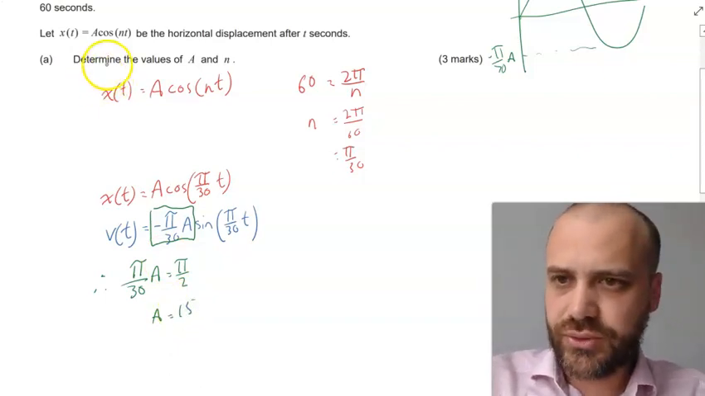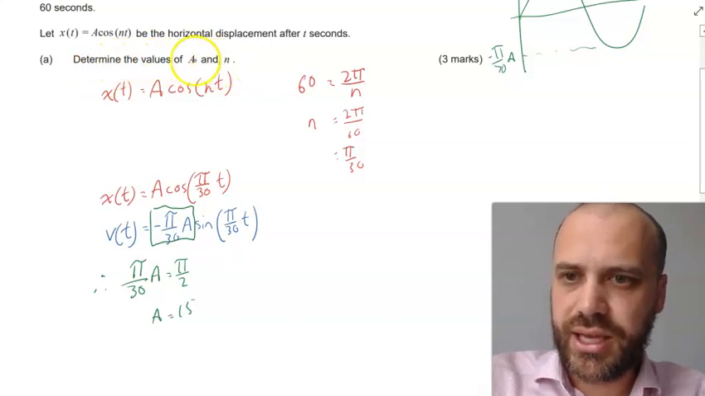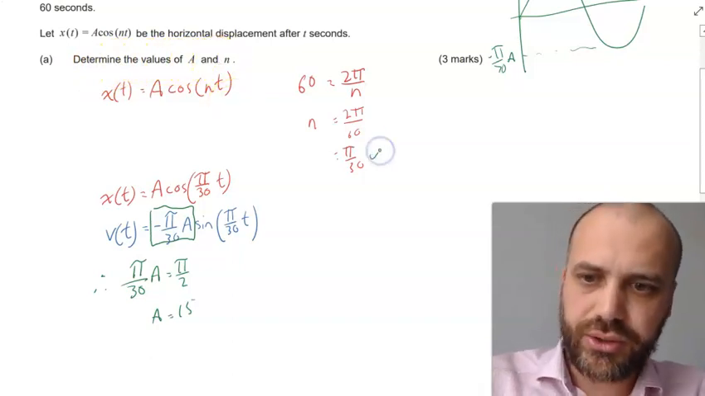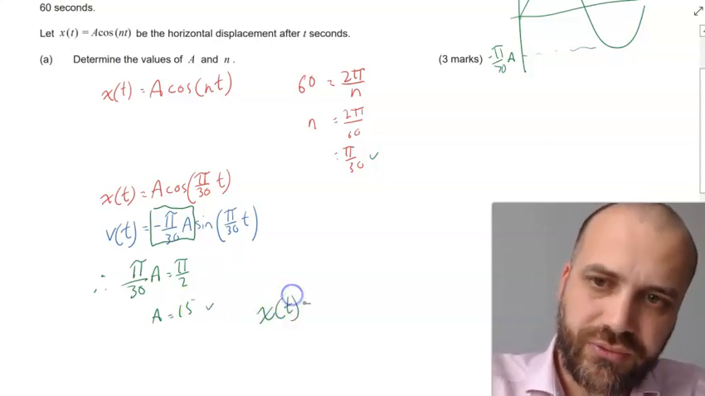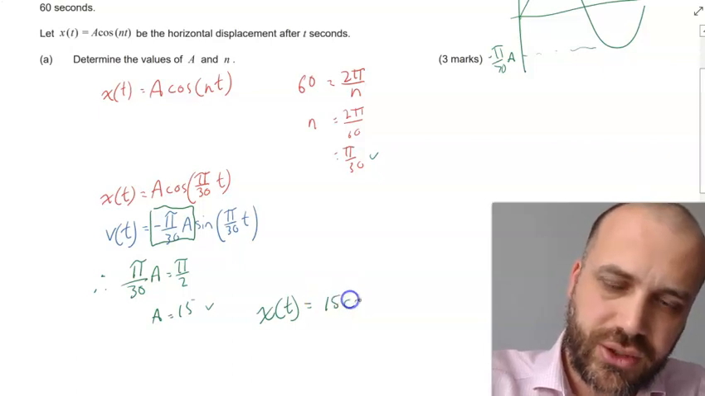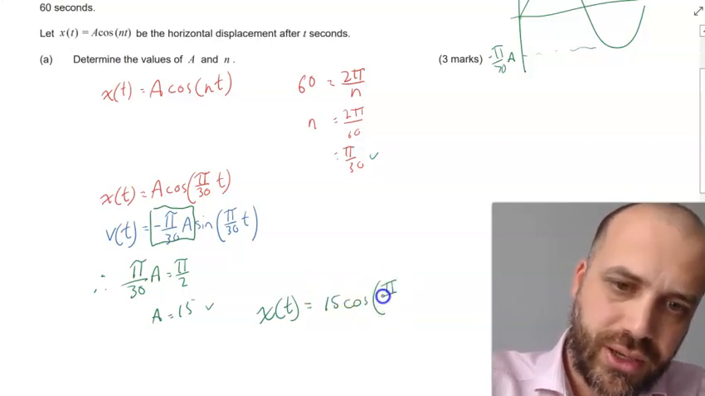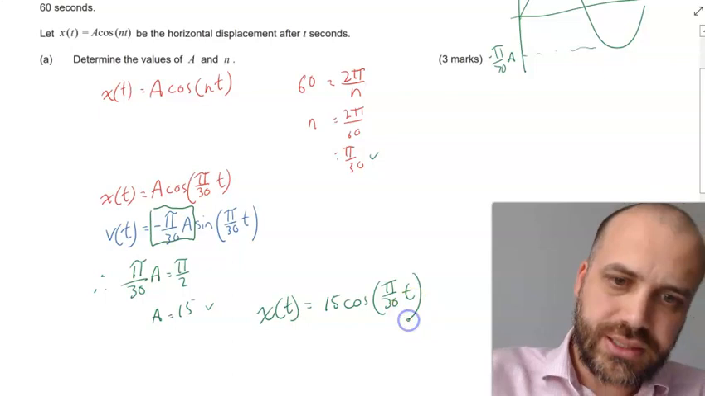So, finishing all of this off, determine the values of a and n. N equals pi on 30 and a equals 15. It doesn't ask for it, but we can write the function as 15 cos pi on 30 t.